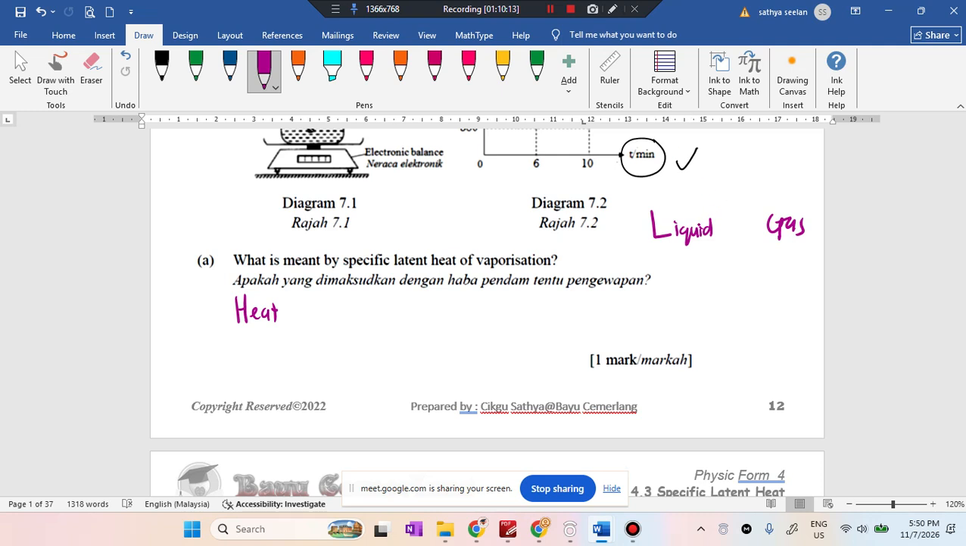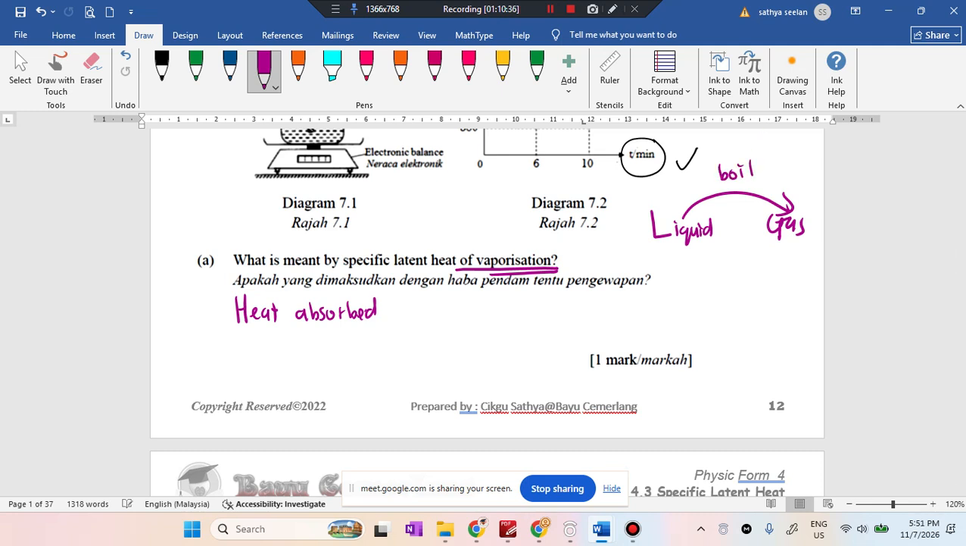I know it's absorb or heat release. Heat absorb during what? Because they're asking a very specific question, right? You cannot answer in general. Heat absorb during what? Change of phase. Yeah, I know. Liquid to gas, what is the process?